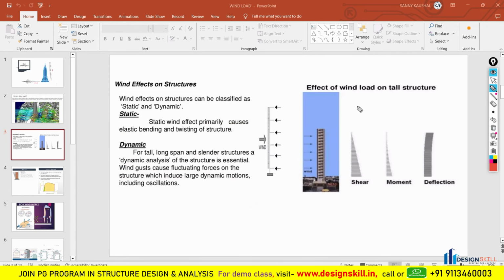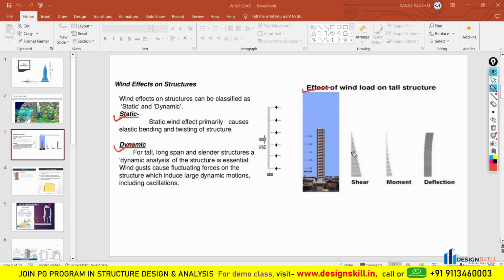In ETAP software we will perform the static analysis, and also we will perform the dynamic analysis. Static analysis we will perform for the low rise building or the mid rise building, and dynamic analysis we will perform for the tall building, the long span building and the cylinder structures. Dynamic analysis is generally what we call gust factor analysis, where we will apply the gust factor to our building and look at the result. The static analysis also we will perform, and we will see what result comes through the static analysis. Now next is the effect of the wind load on the tall structures.